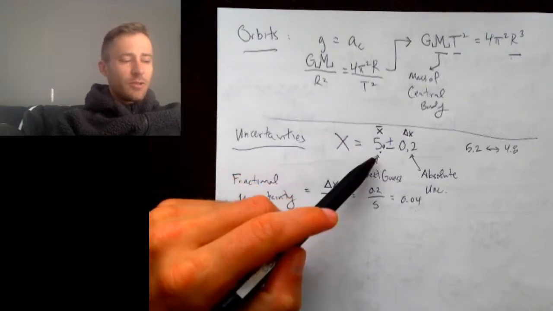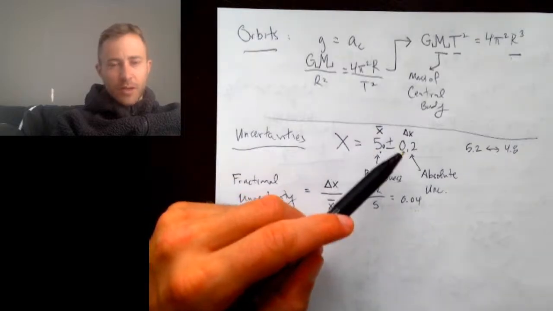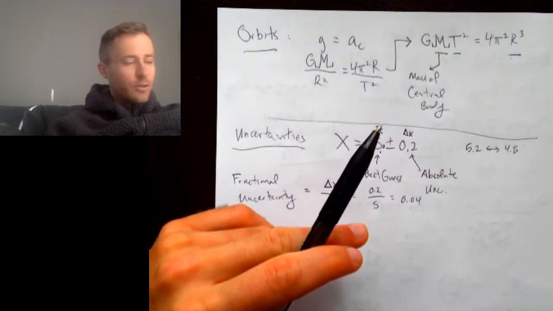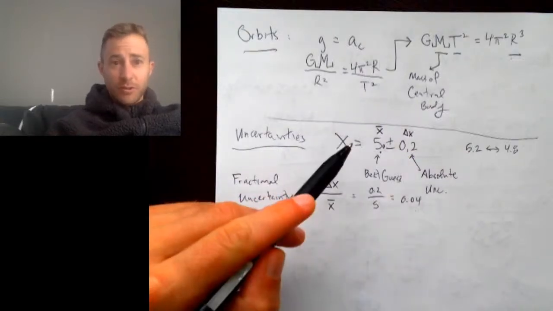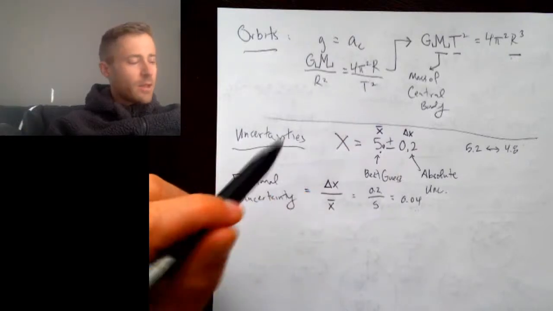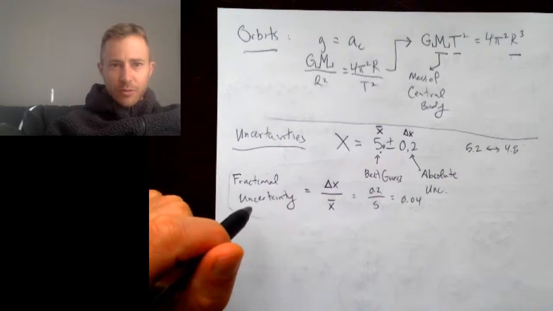If you were making a measurement and it was 0.3 plus or minus 0.2, that's a horrible measurement because 0.2 is a huge portion of 0.3. So your measurement is basically all uncertainty. All right. So that's why the fractional uncertainty is a really useful concept.